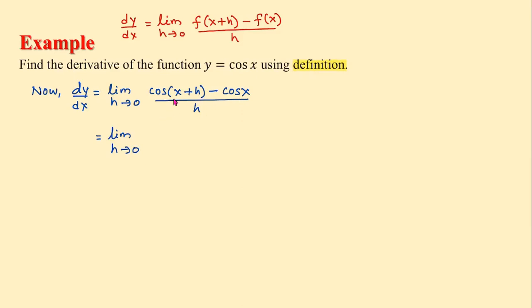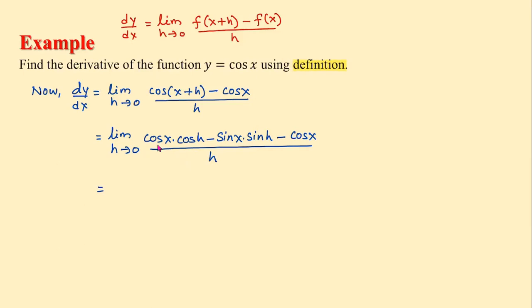This will be equal to limit as h approaches 0. Cosine x plus h, we are going to use the formula for cosine a plus b. So it will be cosine x times cosine h, then minus sine x times sine h. At the end, we have minus cosine x, all divided by h. We cannot find this limit directly by direct substitution because the denominator will be 0. So we have to simplify a little bit to make it valid without direct substitution.